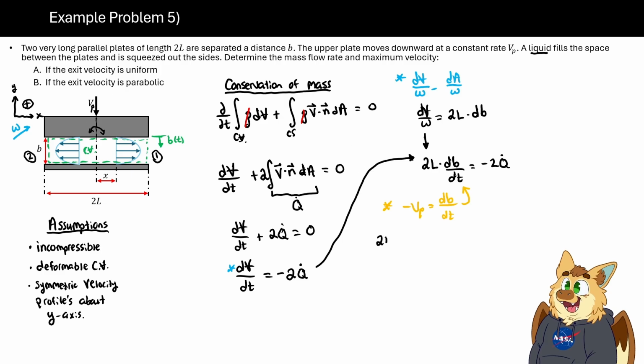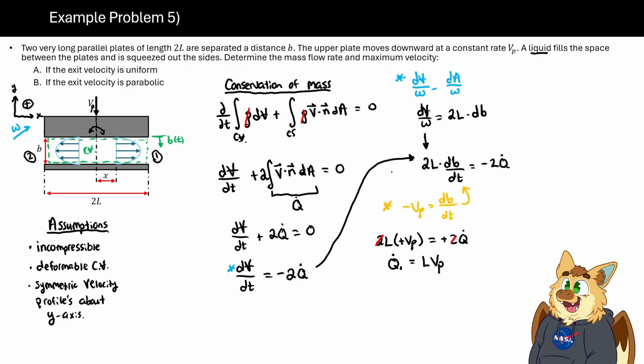So then we have our final relationship. This will be 2L times negative VP equals -2 times q dot. Our negative signs will cancel out, and we get positives. We also can cancel out our 2's. They would divide out. And we're left that the mass flow rate going through a single surface, this would be technically surface 1, that would be equal to L times VP.